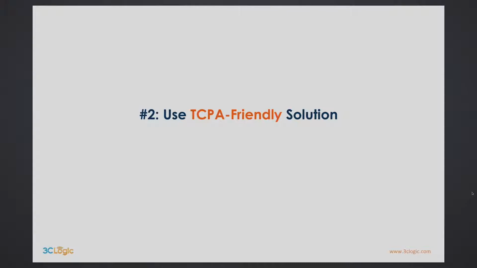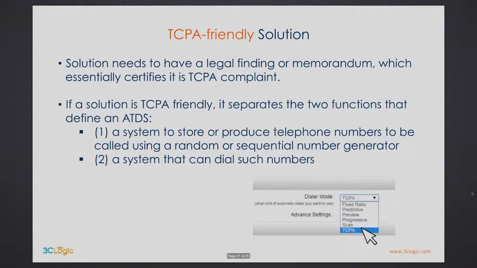Now, solutions that are TCPA-friendly have to find a way to split the two requirements that define an ATDS. So if you look at it, it is a system to store or produce telephone numbers to be called, and a system that can actually make those calls. By having a platform that is TCPA friendly, and we'll go over a little bit of what that means, you are actually going to split that definition.